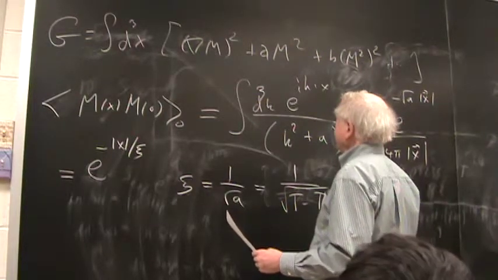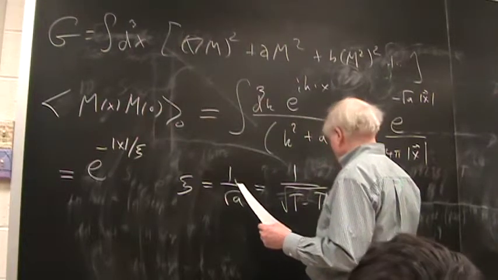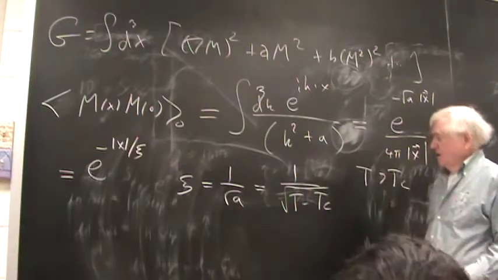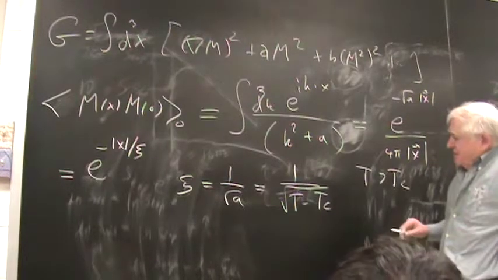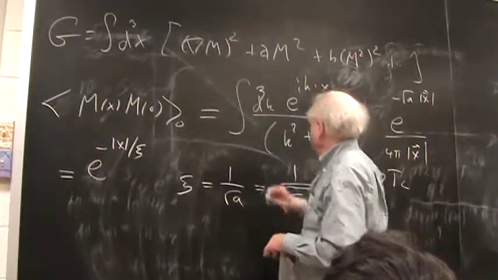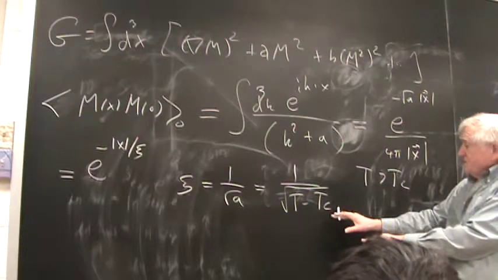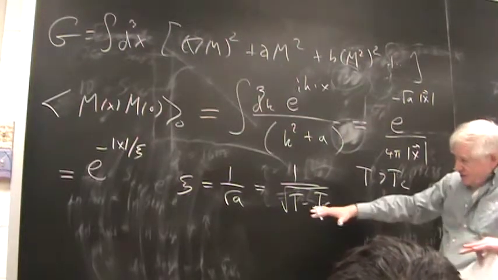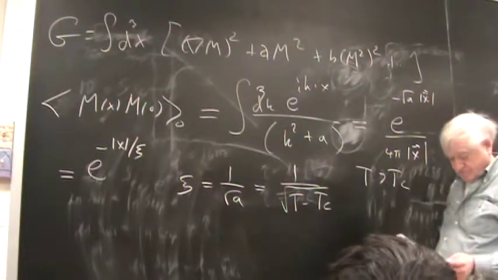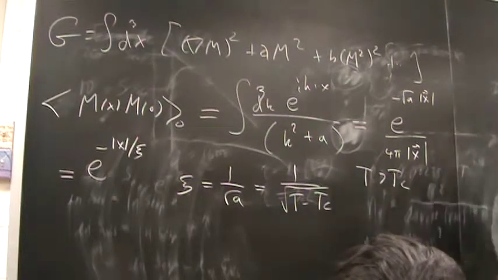So here we're at T greater than Tc, and so here's what's interesting. Here A is positive. And what we see is that the correlation length goes to infinity as you approach the critical temperature from above. And so that's just very nice.